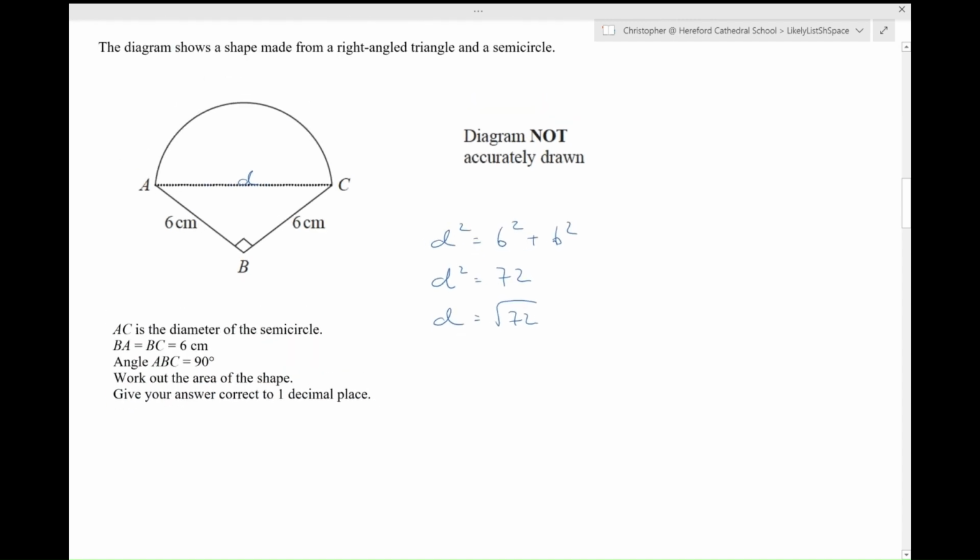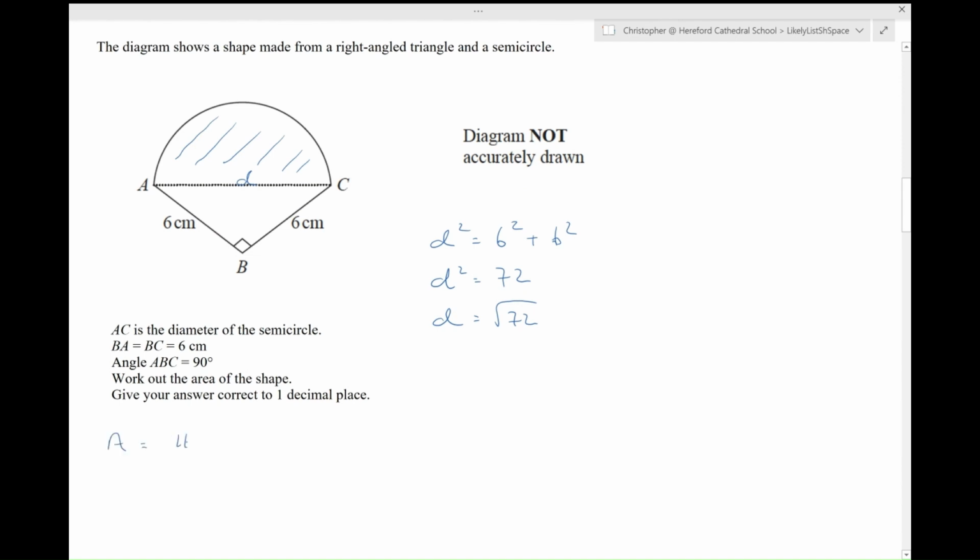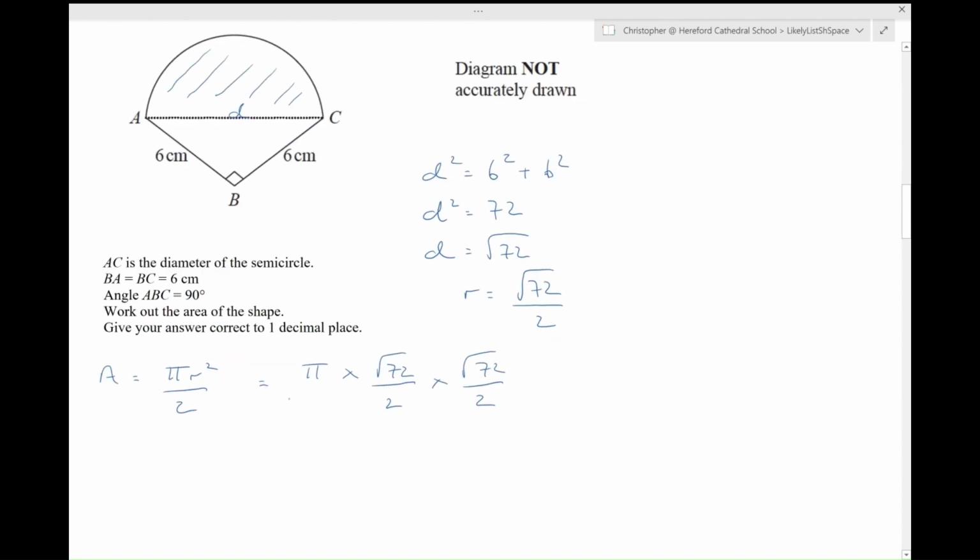Right, so now I need to work out the area of the shape. I'm going to start by working out the area of this semicircle. The area of a circle is pi r squared, so the area of a semicircle is pi r squared divided by 2. And I know that D, the diameter, is the square root of 72, which means that r must be the square root of 72 over 2. So for my area of the semicircle, I'm going to have pi times the square root of 72 over 2, squared. So that's the square root of 72 times the square root of 72, and all of that I'm going to need to divide by 2 because it's a semicircle.